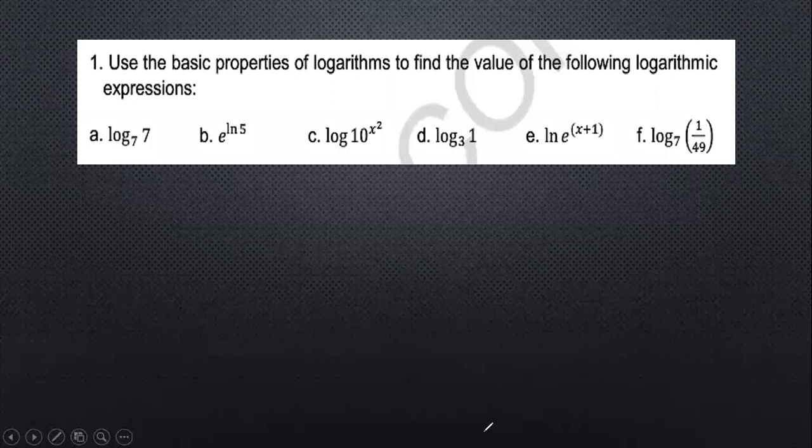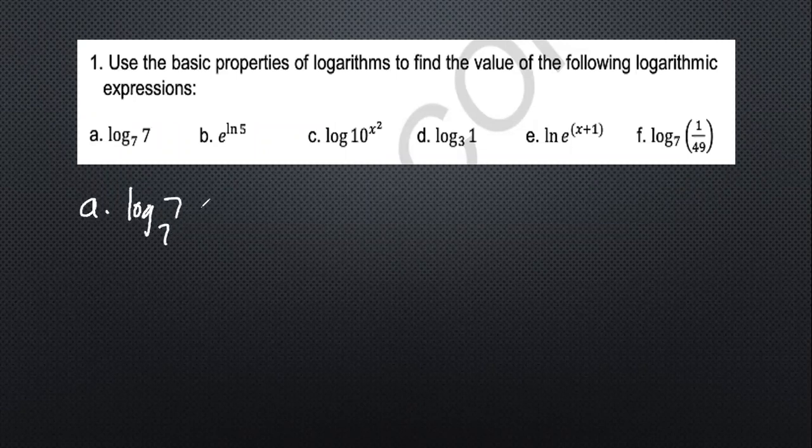So let's continue. Let us have the first one, A, log of 7 base 7. So as you can see, you can apply here property number 2. We know that the exponent here is 1, so your answer is 1. Next, for letter B, we have e to the power of ln of 5.